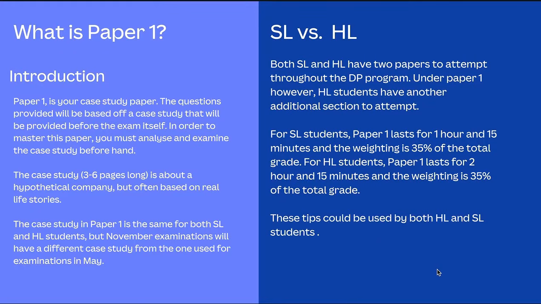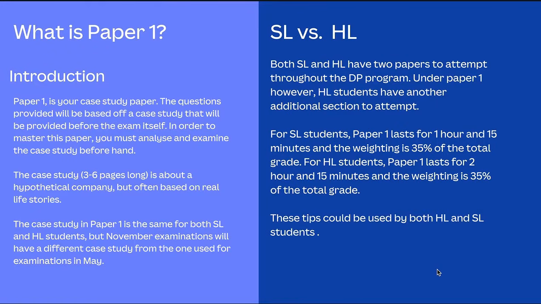So moving on to higher level and standard level paper 1 for business management, both SL and HL have 2 papers to attempt throughout the DP program, paper 1 and paper 2. However, under paper 1, HL students have another section to attempt. So HL students have 3 sections to attempt, SL students have 2 sections to attempt.